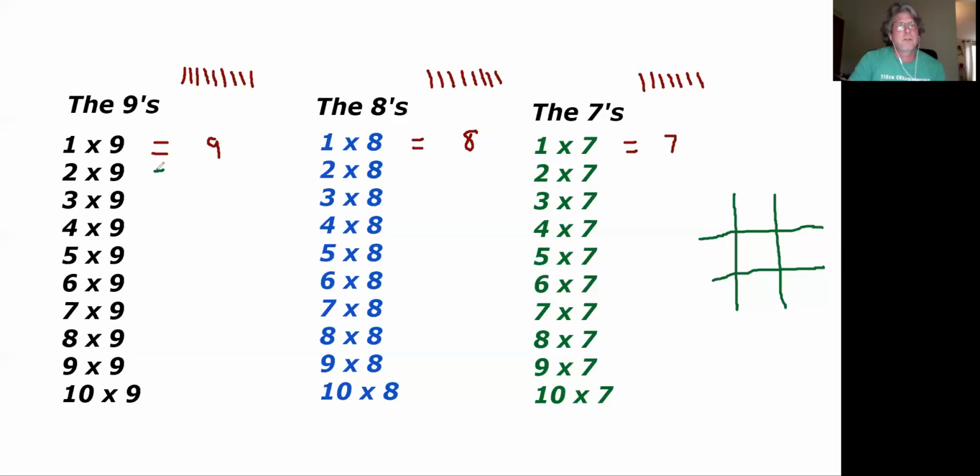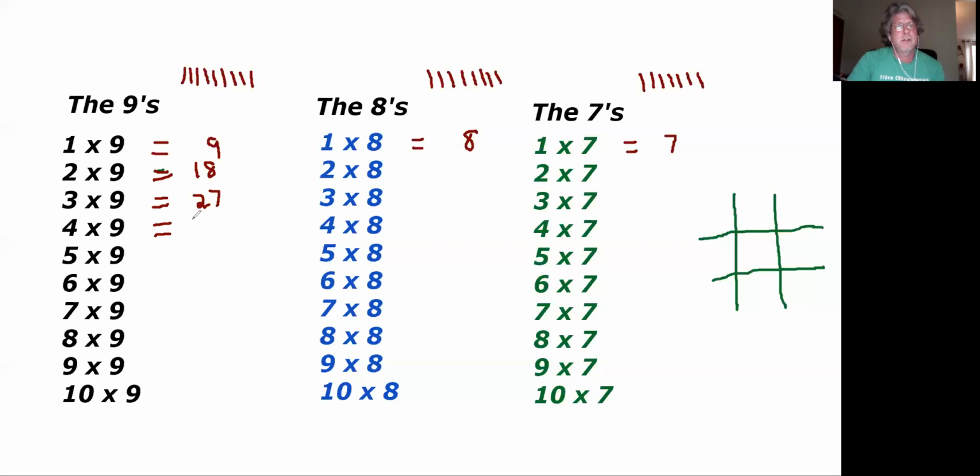So 2 nines, well, we have 1 nine is 9, so if I count out another 9, it'd be 10, 11, 12, 13, 14, 15, 16, 17, 18. So 2 nines would be 18. And if I carry that out, 3 nines would be, there's 18, and then 19, 20, 21, 22, 23, 24, 25, 26, 27. So notice how I have to count by ones if I don't have my facts memorized.